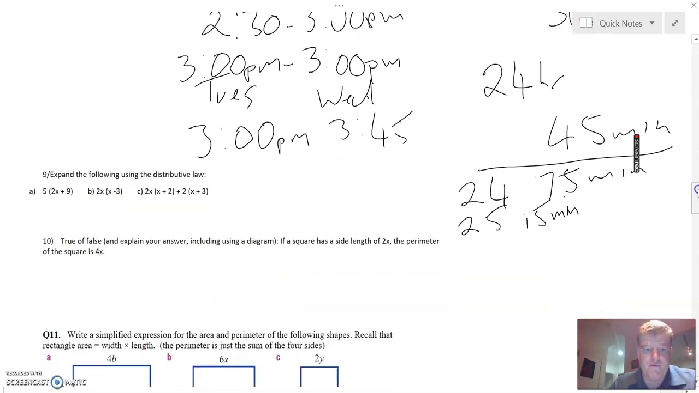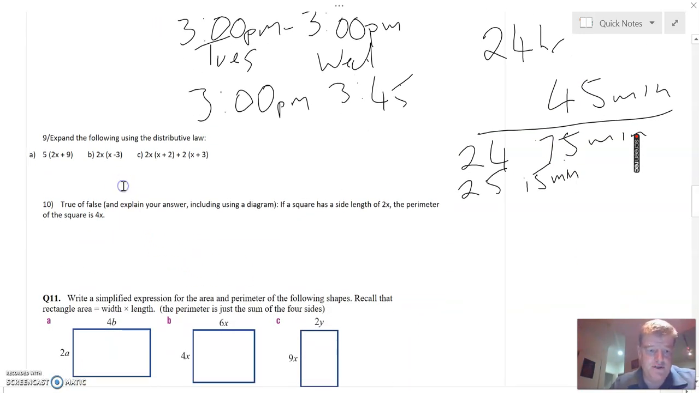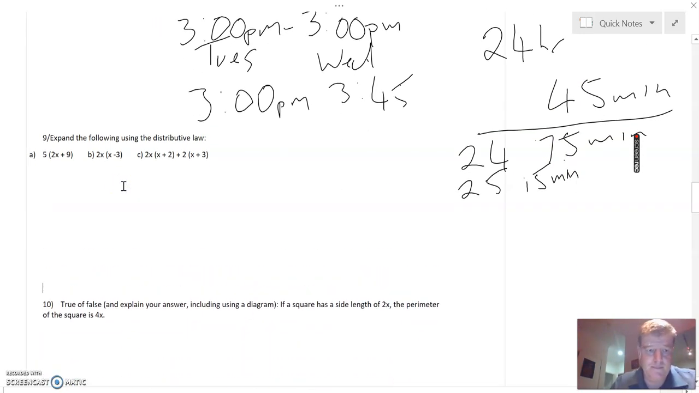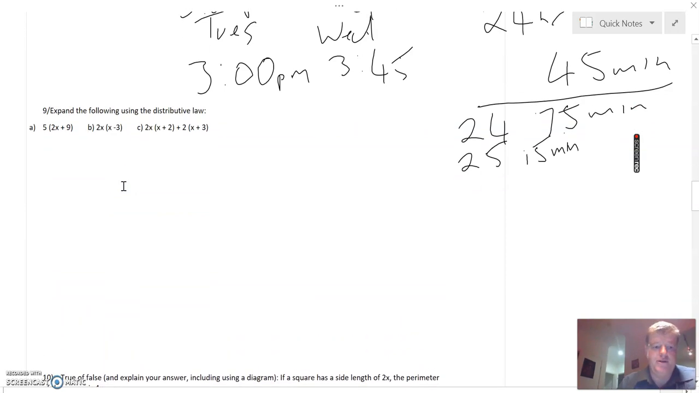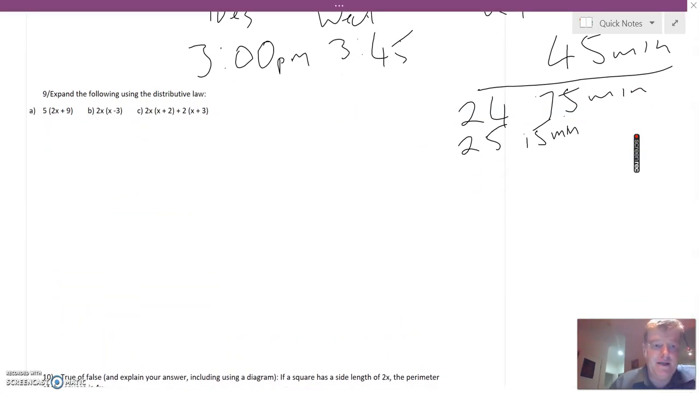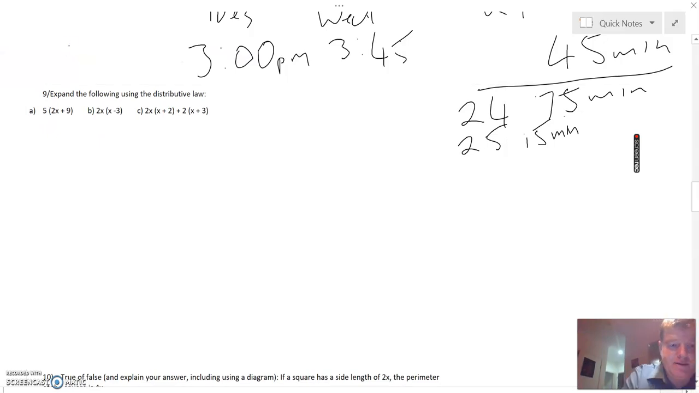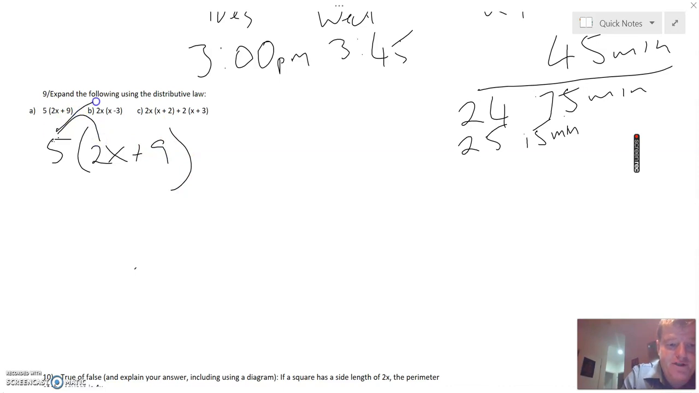Now we have to do a couple of questions with the distributive law. Now we'll probably do these one after each other. So the first one is 5 times (2x plus 9). So here we go, multiply 5 by the first term and 5 by the second term in the brackets. So it's going to equal 5 times 2x is 10x, 5 times 9 is 45.